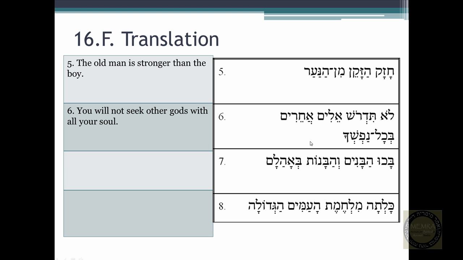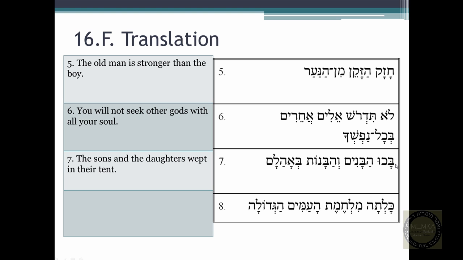Number 7, baku habanim vehabanot be'ohalam. Don't want to lose the O sound there. The sons, banim, habanim, the sons and the daughters, definite articles, wept. Here's a plural verb, baku.